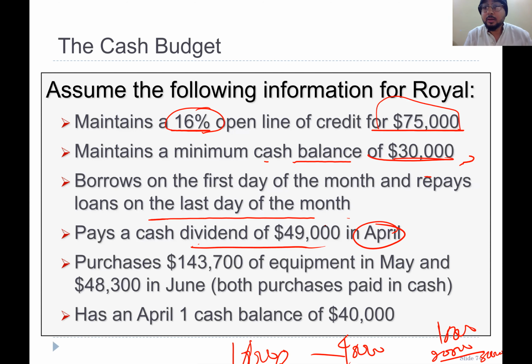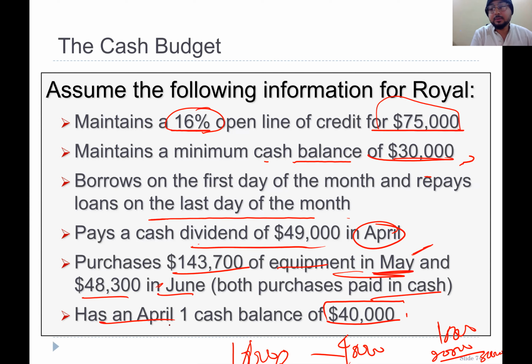So in April, you have a cash outflow of 49,000. You also need to purchase equipment in May for 143,700 and in June for 48,300, and both are paid in cash. So a cash payment in May and a cash payment in June are going to be there as well. And you have a 40,000 cash balance on April 1st.